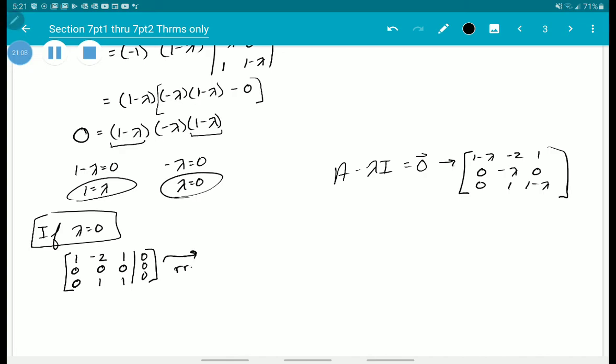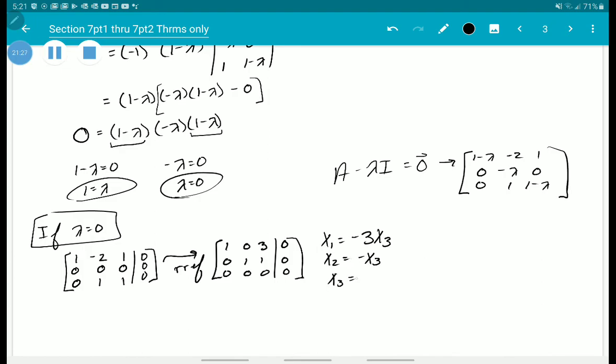When we do RREF, I ended up with this matrix. So this says x1 equals -3x3, x2 is equal to -x3, and x3 can be anything. So we could view this as x3 times the vector -3, -1, 1. So our eigenvector would be -3, -1, 1. Now we could actually use any multiple of that, and it would still satisfy Ax equals lambda x.